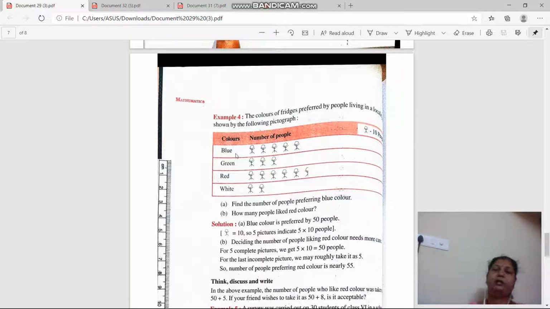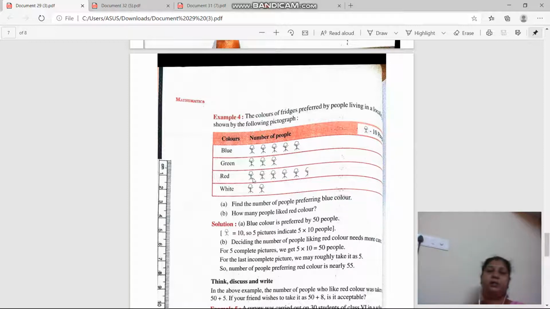Suppose I have to calculate blue. 1 2 3 4 and 5. So how many people like the blue color? Not 5. 5 into 10, because one picture represents 10 people. 5 into 10, 50. Next, green. 1 2 3. 3 into 10, 30.